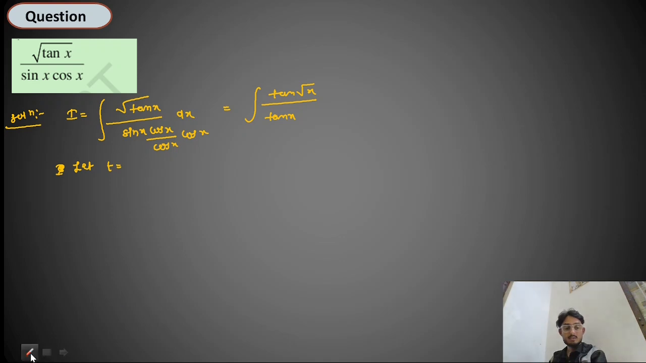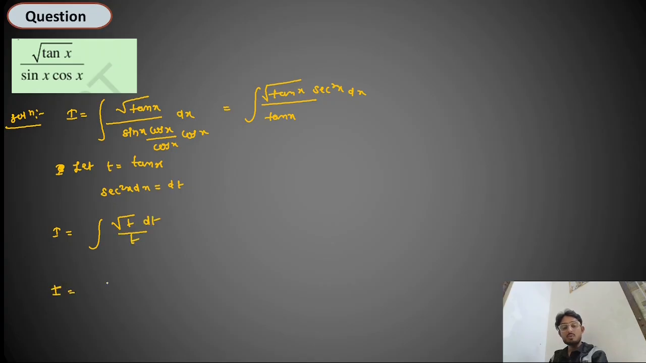So we get root tan x upon tan x, which is defined as sin upon cos, and cos square x. When you reverse the term, you get sec square x dx. You can assume t equal to tan x, so sec square x dx equal to dt. So we get I equal to integral of root t dt upon t.